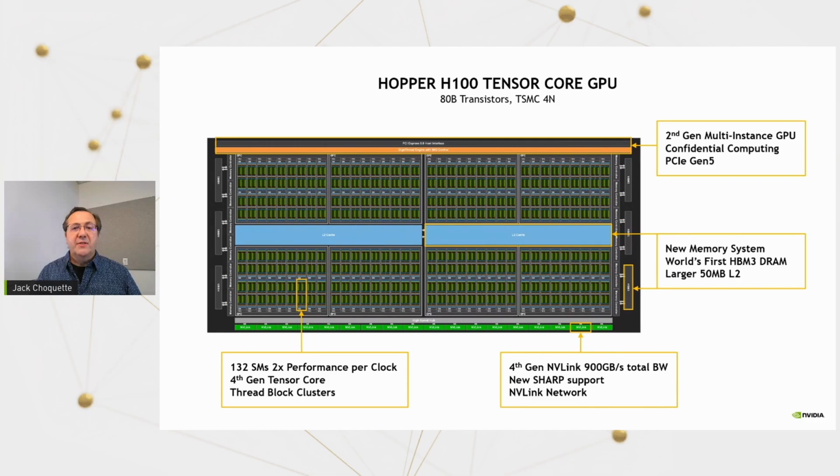H100 is built on TSMC's custom 4-nanometer process and contains over 80 billion transistors, which makes it the world's most advanced monolithic chip. The H100 GPU contains 132 SMs, each delivering twice the performance per clock over A100 SMs and introducing multiple new features. H100 also includes a new memory system that features the world's first implementation of HBM3 and a larger L2 cache to deliver a generational leap in memory bandwidth. And to support multi-GPU SuperPod and cloud designs, H100 introduces a variety of new system architecture features. It includes the 4th generation of NVLink and a new NVLink network, our 2nd generation multi-instance GPU technology, as well as new accelerated confidential computing support for secure accelerated computing.